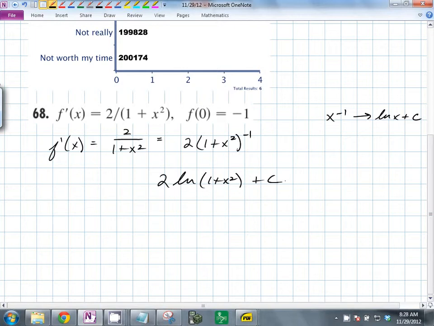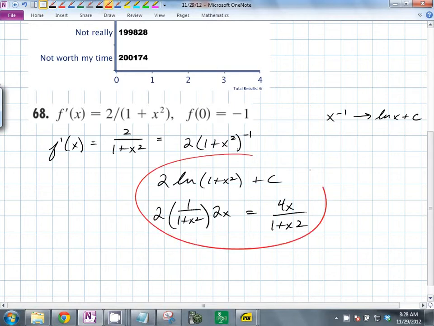Well, hold on. Let's check it. If that is the general antiderivative, what should we get when we take the derivative of that? We should get that, right? What happens if we take the derivative of this? You get 2 times 1 over 1 plus x squared, but what do you have to multiply by? Not 2, 2x. The c goes away because the derivative of a constant is 0. So what does this equal? 4x over 1 plus x squared. So unfortunately, is that the right work? No, it's not.